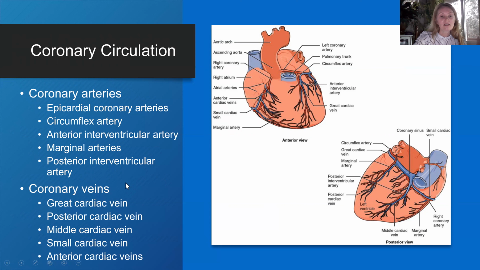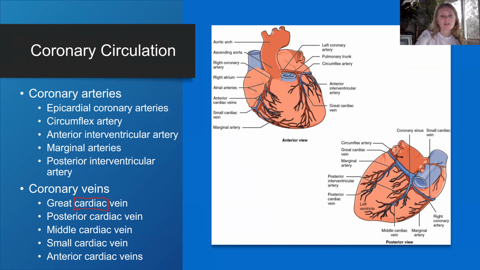Now, coronary veins, we really call them cardiac veins. I know, just to make stuff even more confusing, right? But in their names, you see cardiac, not coronary. In the arteries, you see coronary. Okay, so let's look at some of them.